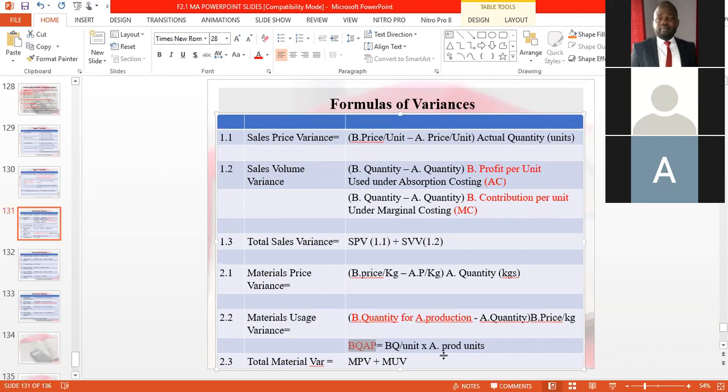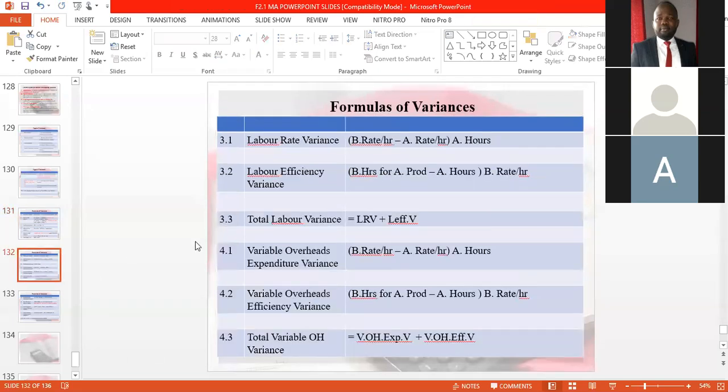Budgeted quantity for actual production, how do you get it? It is budgeted quantity per unit times actual production units. And then, of course, that leads us to total material variance. Total material variance is material price variance plus material usage variance.